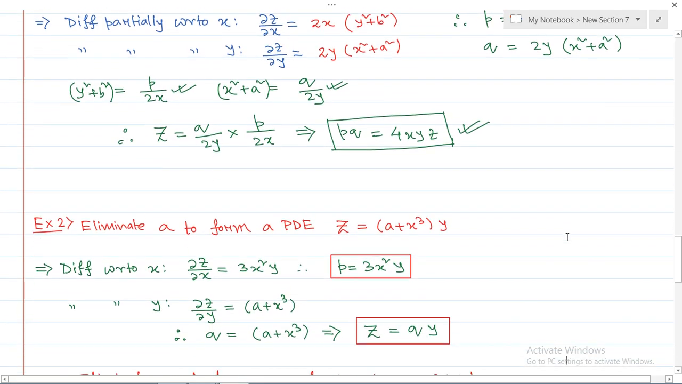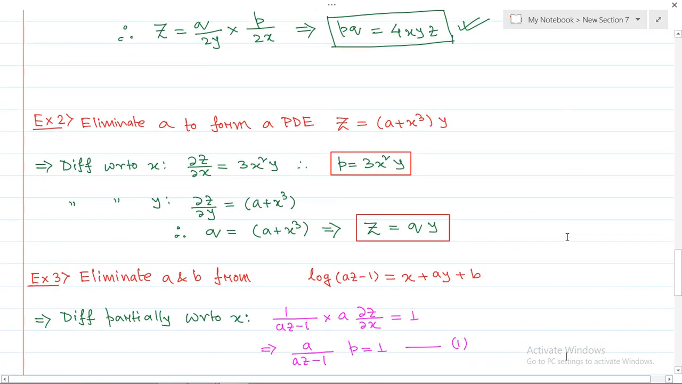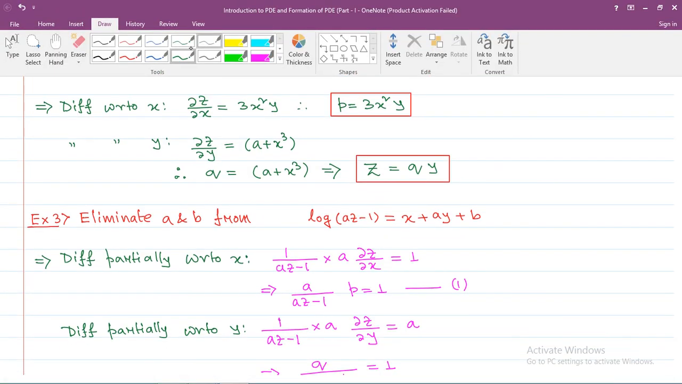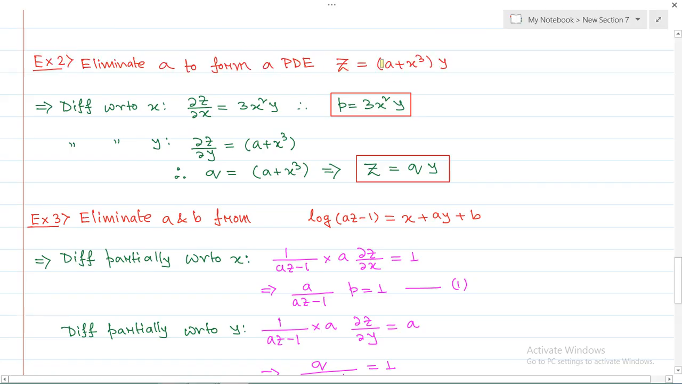Suppose we want to eliminate one arbitrary constant from a given relation. Say eliminate a to form a PDE from the relation z equal to a plus x cube into y. So here we can see we are having only one arbitrary constant but two independent variables, x as well as y. So now let us differentiate equation 1 with respect to x one time. So we have 3x square y, right? X cube derivative is 3x square and this y will be as it is.